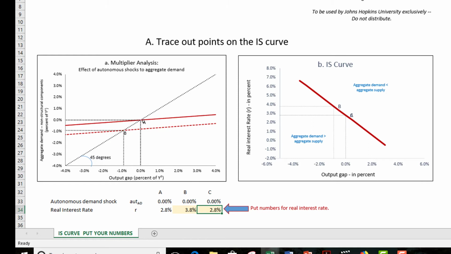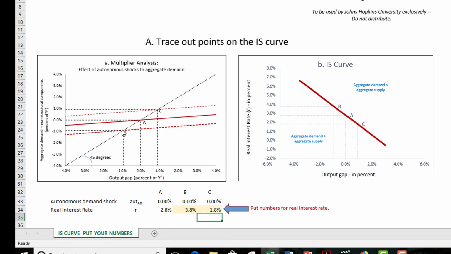Now let's try another example. Let's suppose that interest rates fall by 100 basis points. So let's just put 1.8 in here. And surprise, surprise, now you saw the curve shift upward. You saw the curve shift upward here to point C because now firms are spending more.